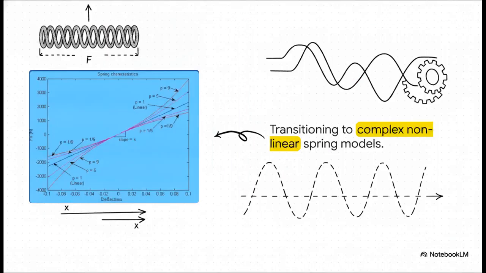To do this, we often start by assuming a very simple linear relationship. We might define a straightforward linear spring deflection, where the constant, let's call it P, equals 1. It's incredibly easy to calculate. But the real world is rarely that perfect, is it? Springs usually exhibit complex, non-linear behavior, hardening or softening as they get pushed further from their resting state. So while we start with simple linear models to get baseline numbers, we eventually have to transition to modeling that complex, non-linear behavior for true accuracy.